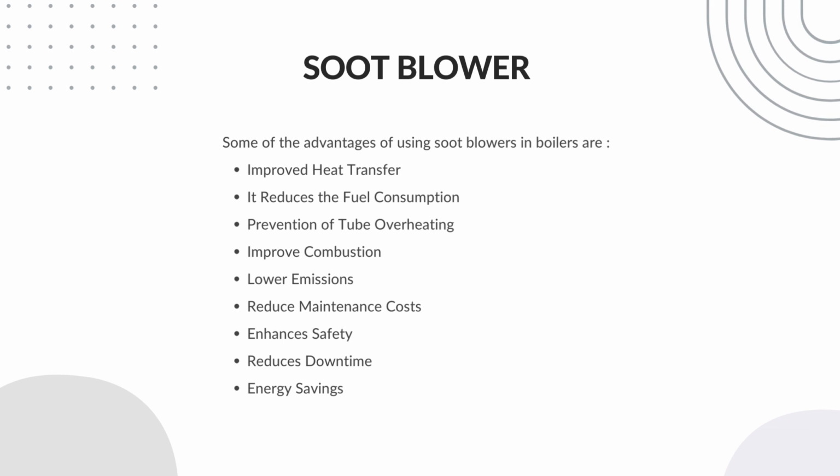Next, prevention of tube overheating. Accumulated soot and ash can lead to tube overheating and potential damage. Soot blowers prevent excessive tube temperatures by removing these deposits, prolonging the life of boiler tubes. Next is improved combustion. Soot blowers help to maintain a clean combustion environment by preventing the buildup of combustion residues. This can result in more stable and efficient combustion.